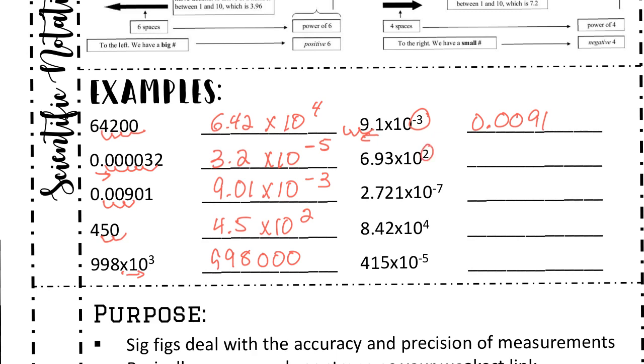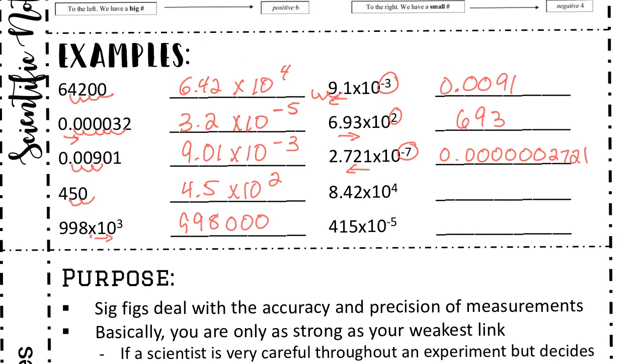Here we've got a positive exponent, so my decimal point's going to move in this direction, and this is going to be 693. A negative exponent, so my decimal point's going to move in that direction. 1, 2, 3, 4, 5, 6, and now I'm ready to write the number 2721. Really, really tiny number. This one here, positive exponent, so I'm going to move it in this direction. 8420. Now there's 4 places I have to do, so I have to put another 0 here.